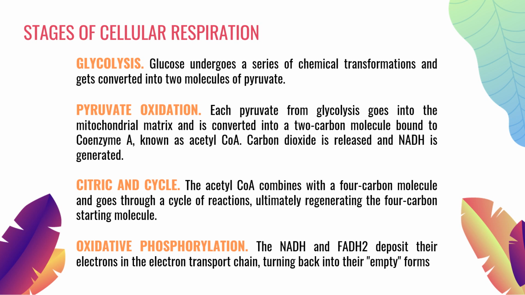As electrons move down the chain, energy is released and it is used to pump protons out of the matrix, forming a gradient. Protons flow back into the matrix through an enzyme called ATP synthase, making ATP. At the end of the electron transport chain, oxygen accepts electrons and it takes up protons in order to form water.